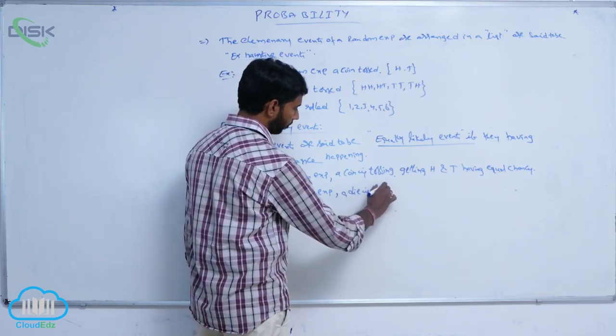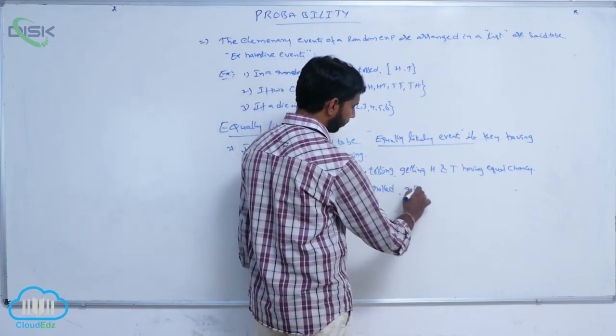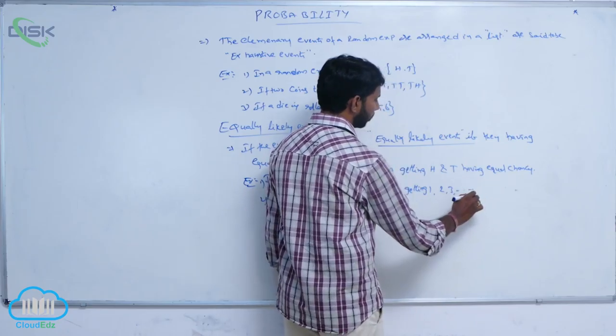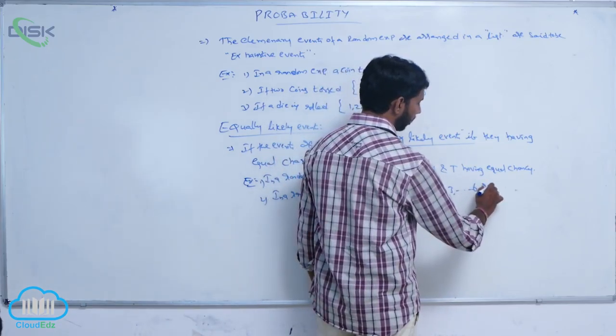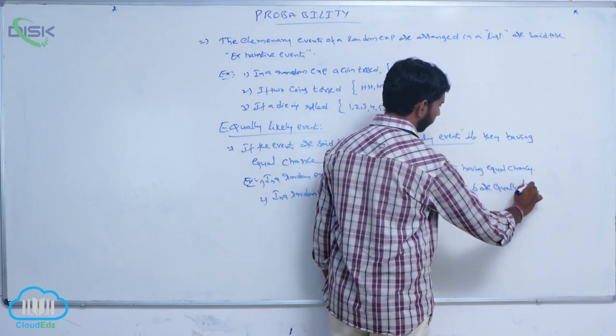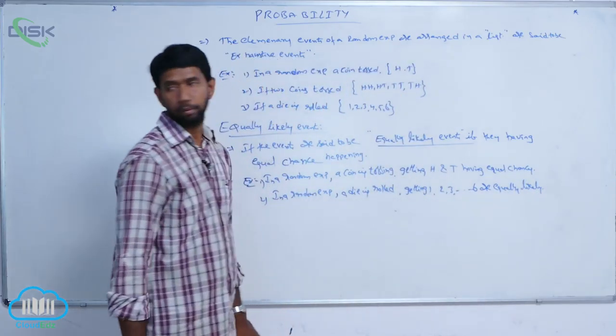In a random experiment, a die is rolled, getting 1, 2, 3, and so on, 6 are equally likely.